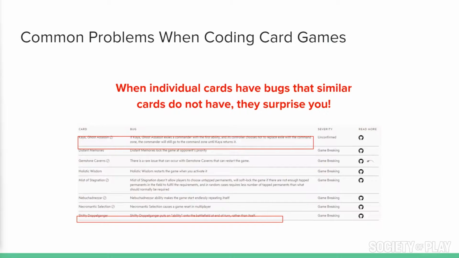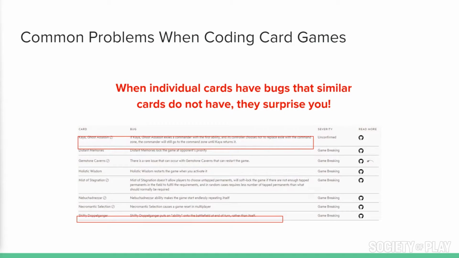But for whatever reason, these two cards have the same ability but two different bugs, and there's dozens of cards that have similar abilities that do not have this bug. And this is a sign that they're not designing these cards in a more maintainable way. They're probably doing them individually or ad hoc.